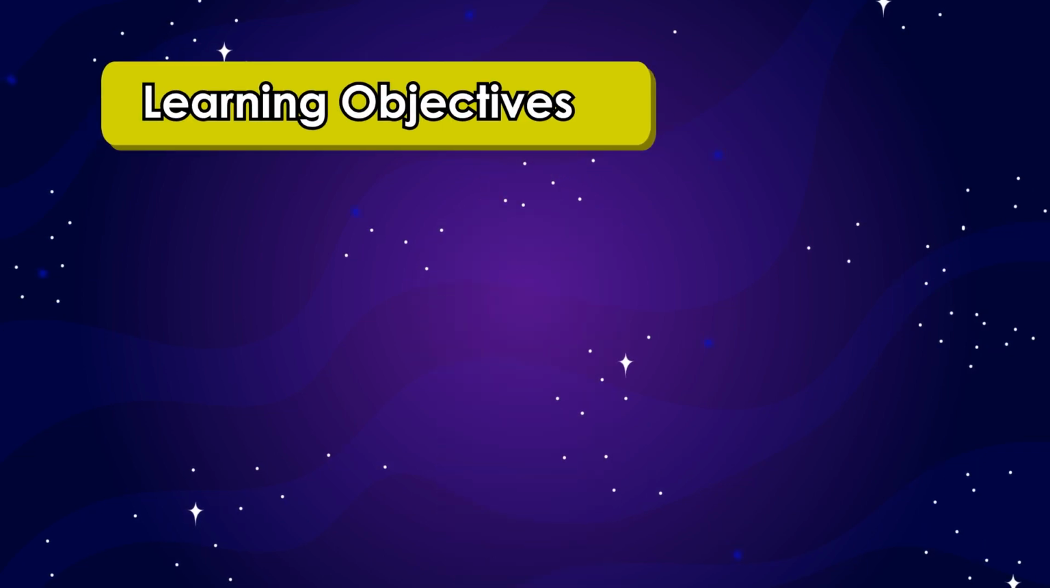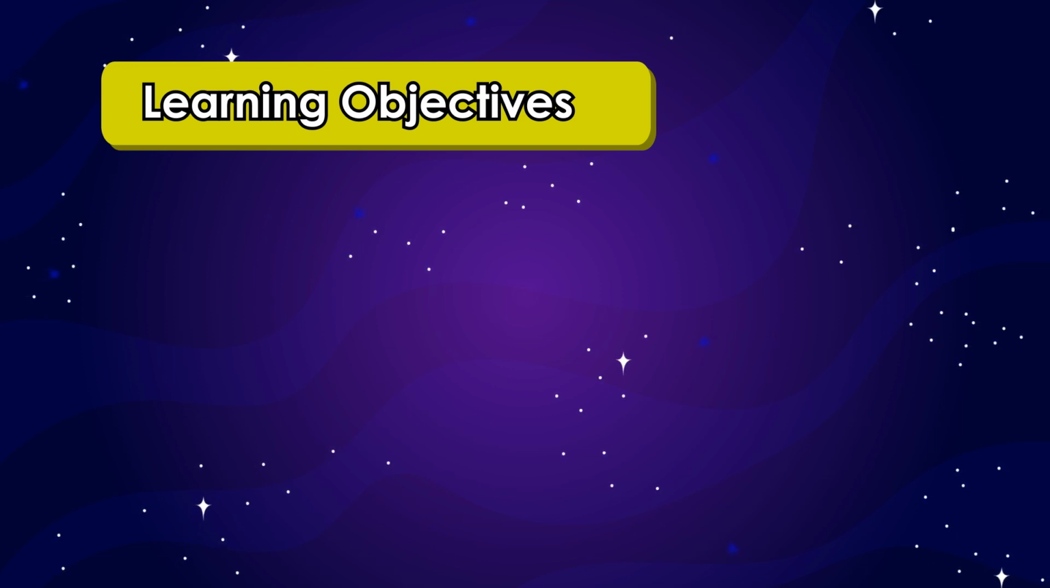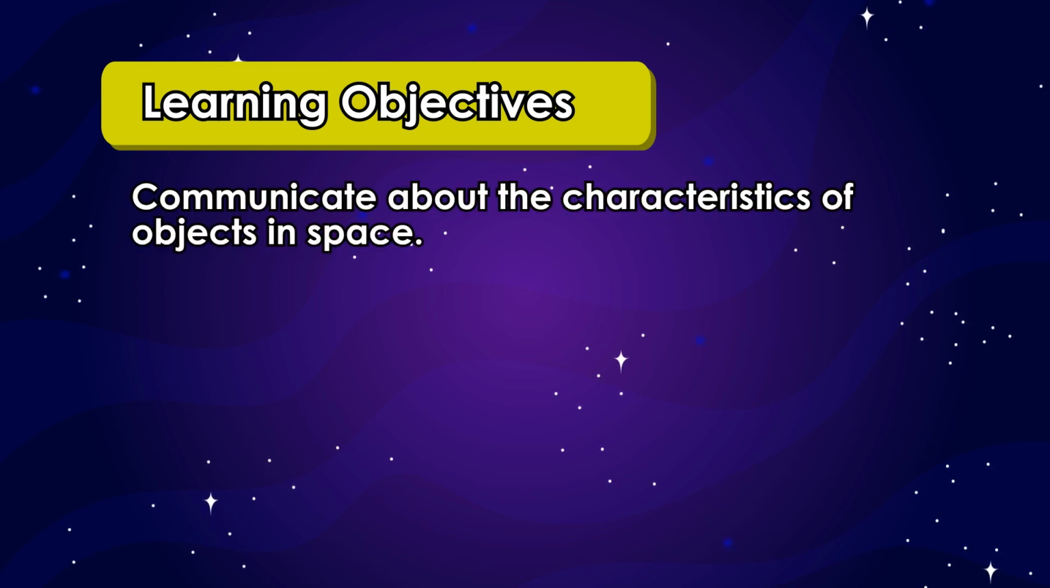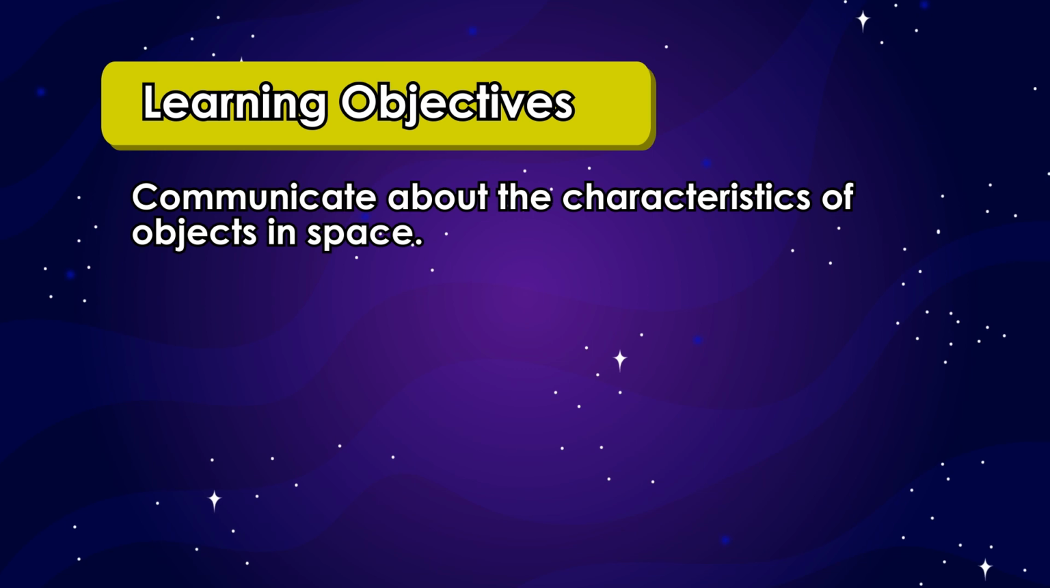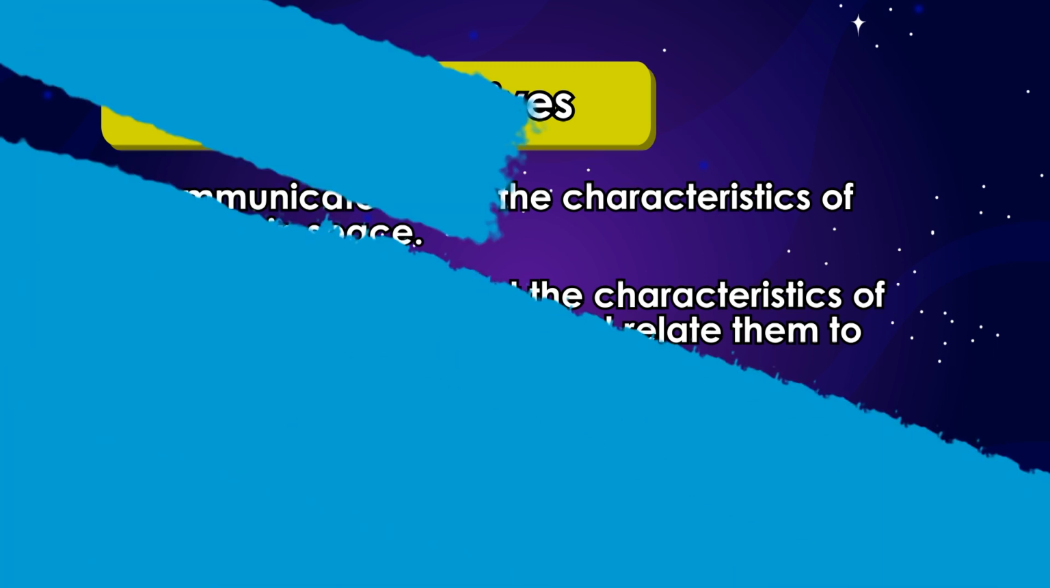By the end of today's lesson, you should be able to: first, communicate about the characteristics of objects in space, and compare and contrast the characteristics of stars, including the sun, and relate them to the observations of stars on Earth.